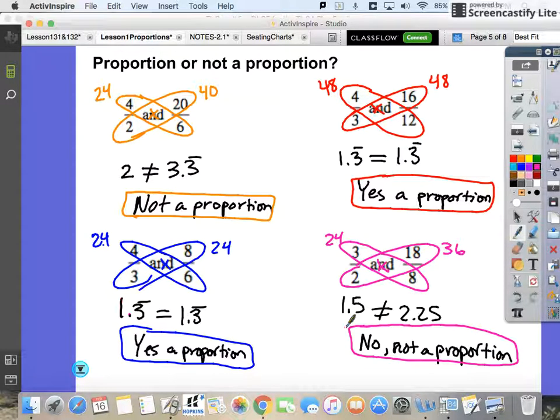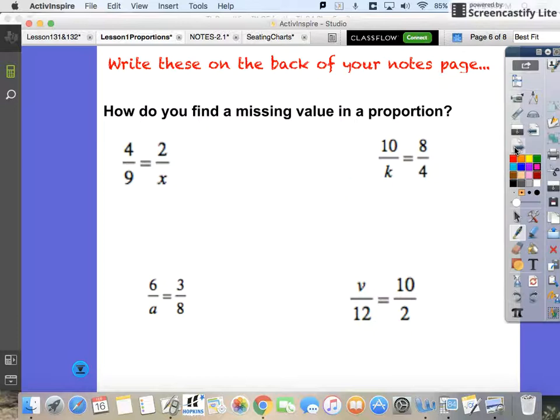All right, so this seems simple enough, right? You can just type the numbers into your calculator, but sometimes there's a missing variable. So these 4, why don't you pause the video? You're going to want to write these on the back of your work, or on the back of this notes page, okay? So pause the video and write those down.